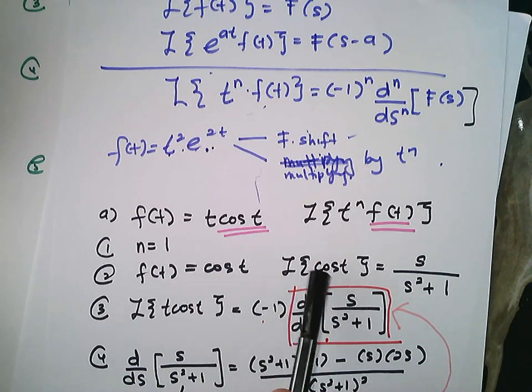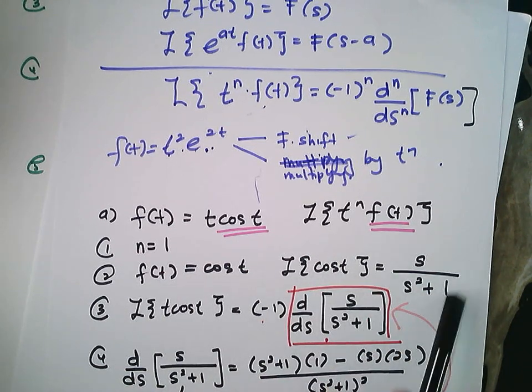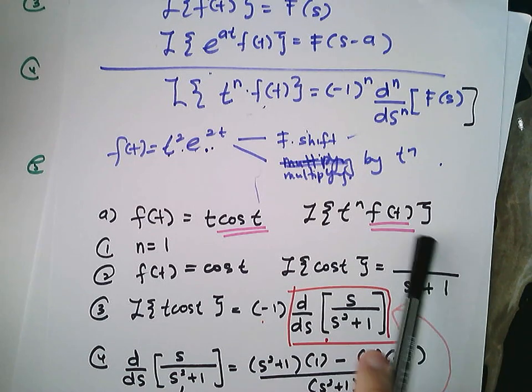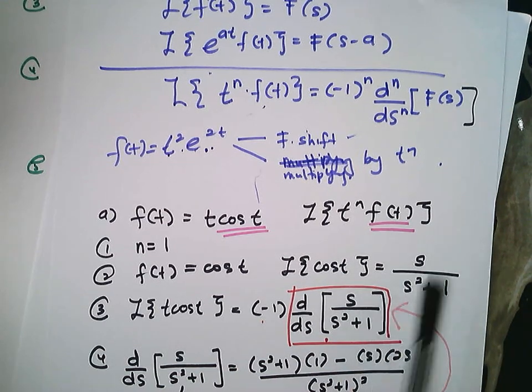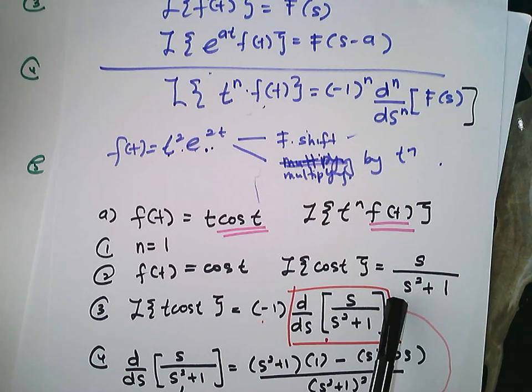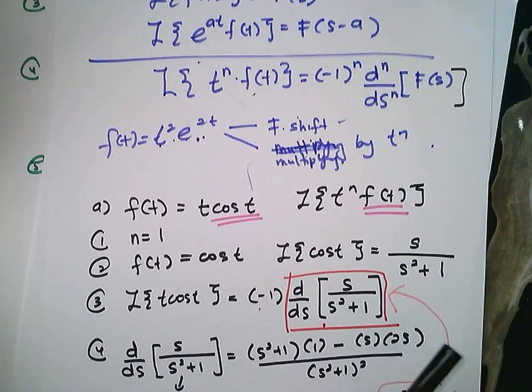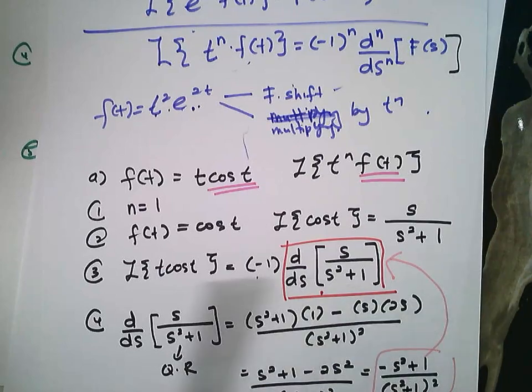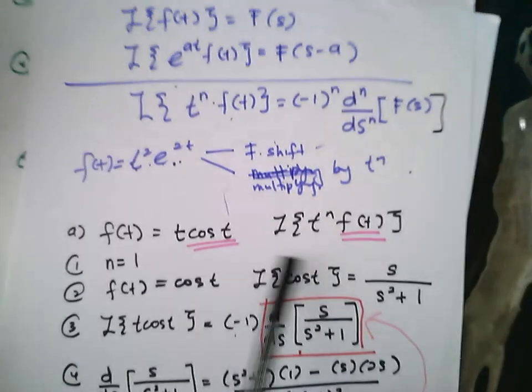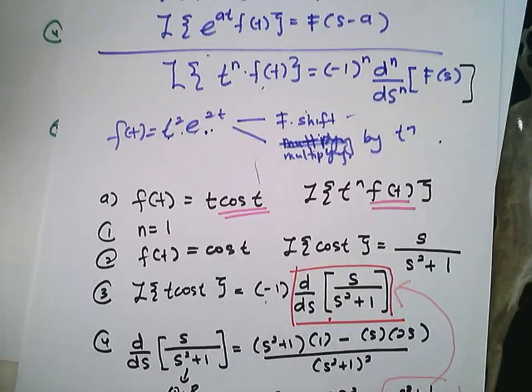The next step is to get the Laplace of the f(t) first. So Laplace of cos t, this one is directly from the table. From the table of Laplace transforms, you will have s over s squared plus 1. This is Laplace of cos t. What you need is Laplace of t cos t.